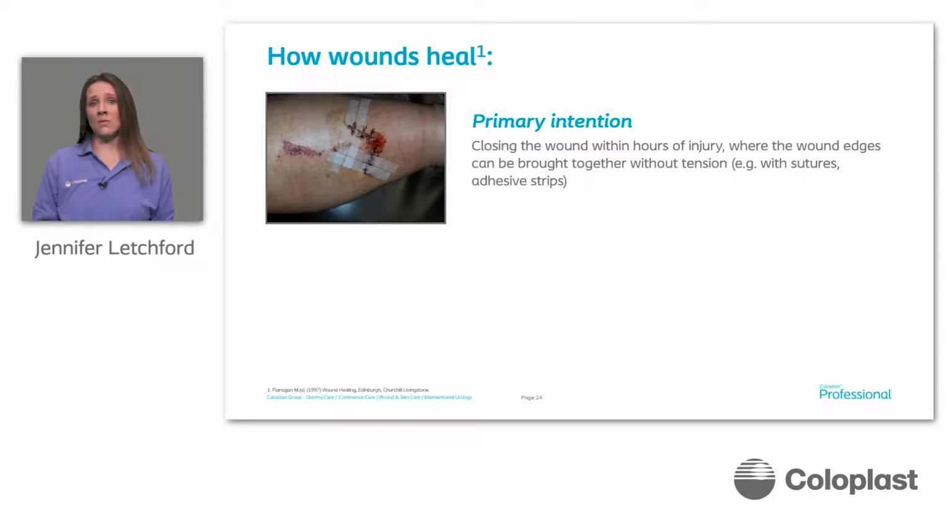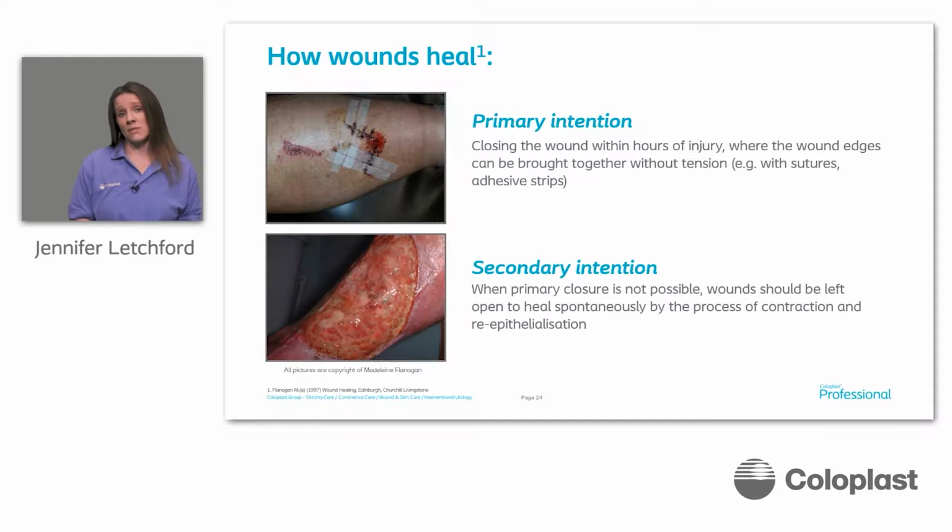So, how do wounds heal? They can either heal by primary intention, which is the closing of the wound, normally within hours after the injury, and it's where the edges of the wound can be brought back together. Then we have secondary intention healing. This is where the primary closure isn't possible and where a wound should be left open to heal spontaneously and would go through those stages of healing that we've just discussed.